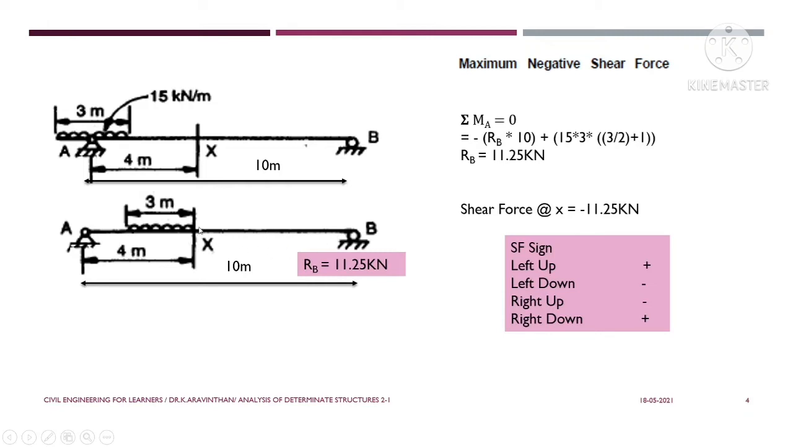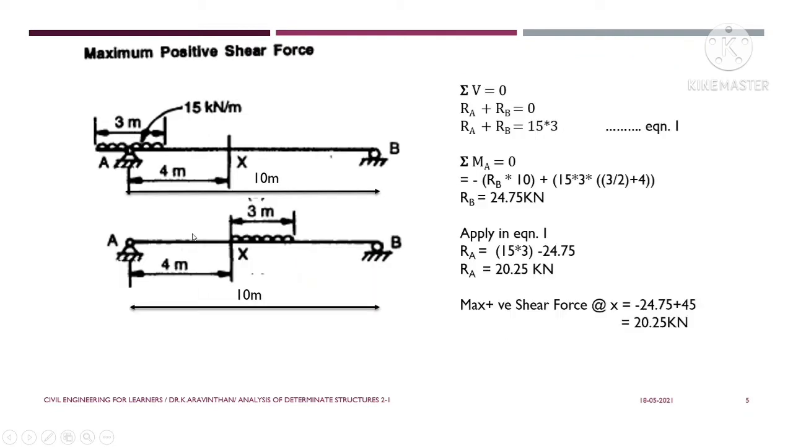So this is the way to find maximum negative shear force at a particular point. Next, let us find the maximum positive shear force. To find positive shear force at a point, you have to place the load at the right hand side. Now I have placed the load at the right hand side. Then I want to find shear force at section X. Now what happens? You cannot take the same reaction which you found in the maximum negative shear force. Why? Because if the load changes, the reaction also changes. So let us check and see.